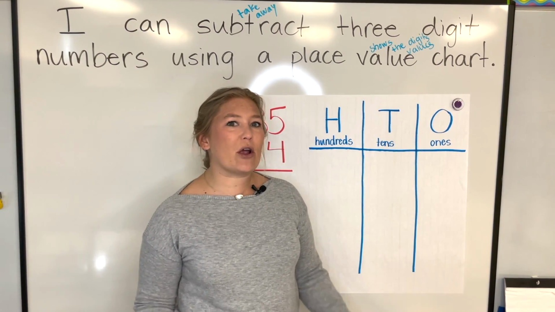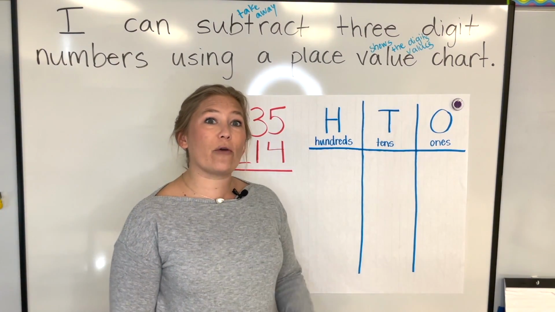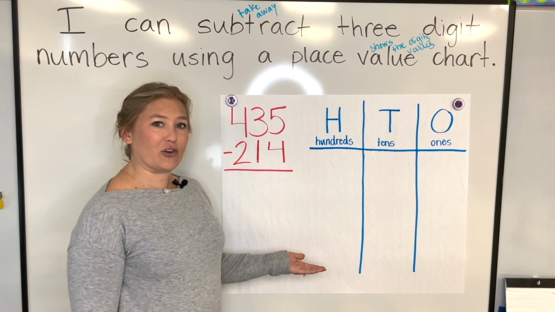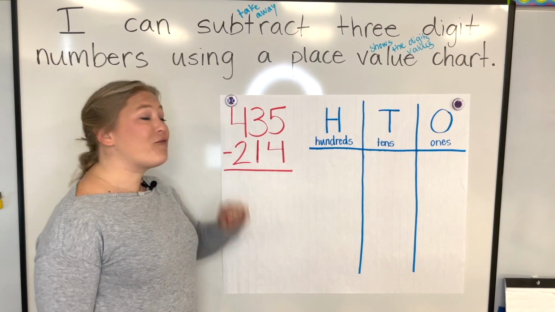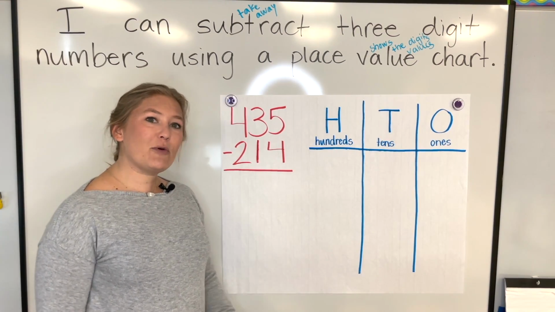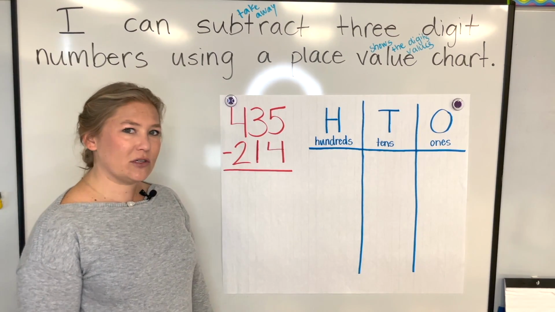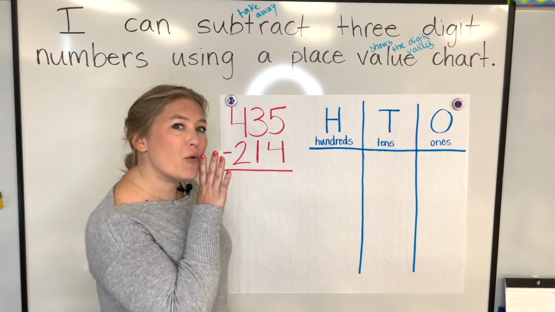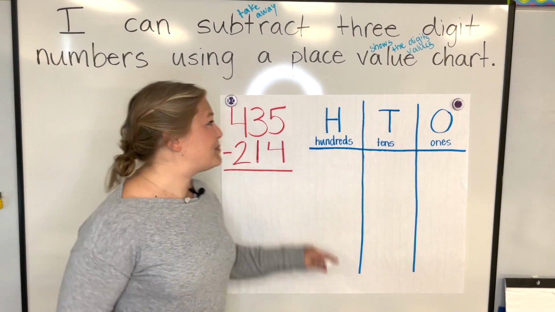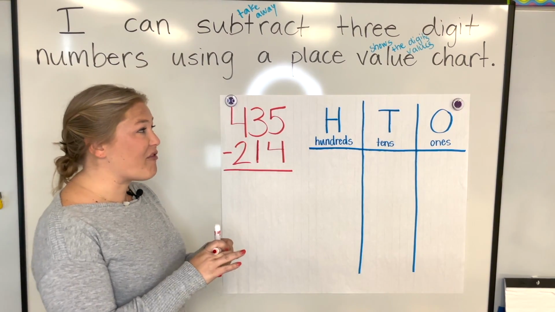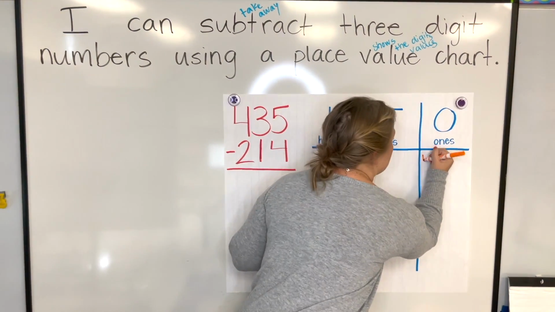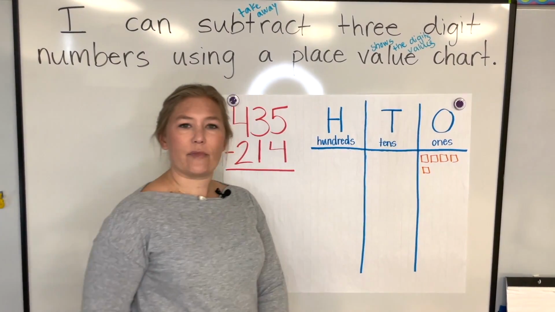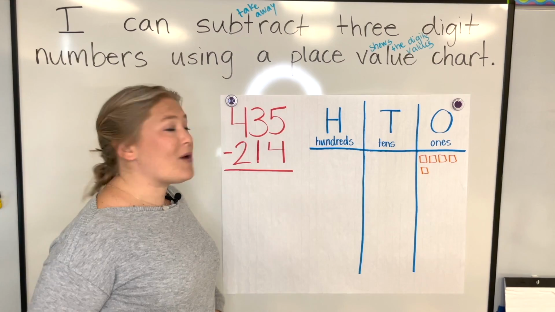So with subtraction, we are only going to put that top number or the bigger number in our place value chart. So which number are we going to put in our place value chart? That's right, we're going to put that number 435. And does anyone remember from the past couple weeks where we should start? You think we should start in the hundreds, tens, or the ones place? It's the ones place. So let's start in the ones place. So I see a 5. So I'm going to draw 5 ones in the ones place. 4, 5.